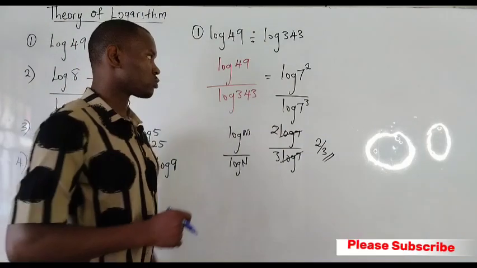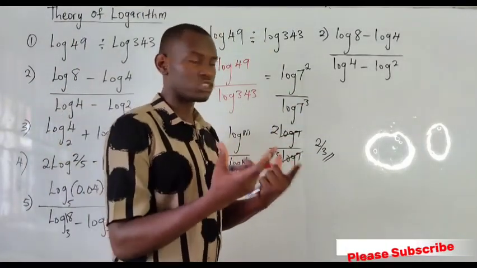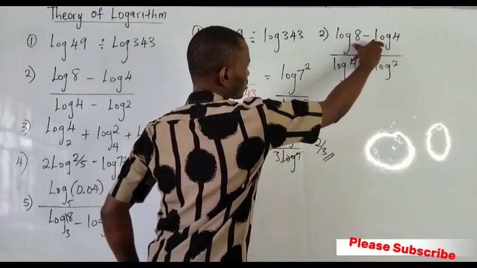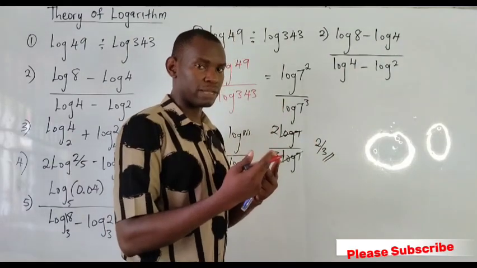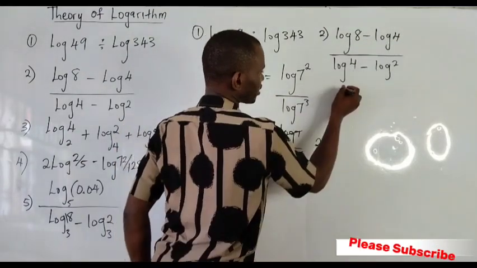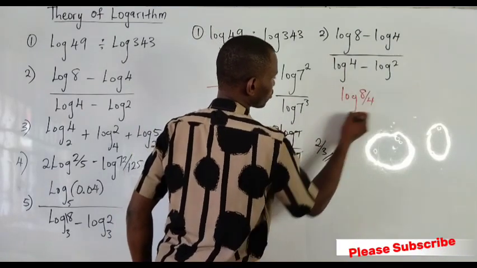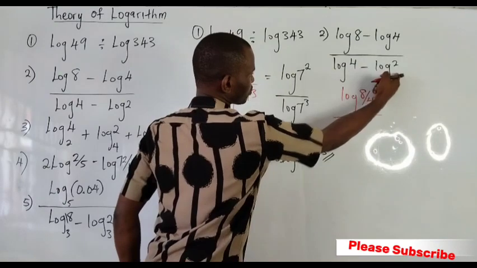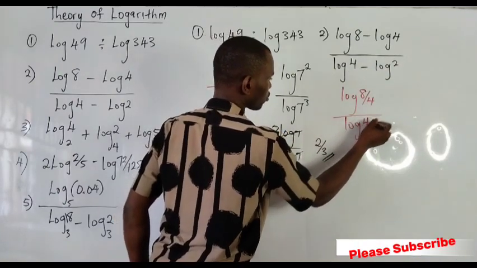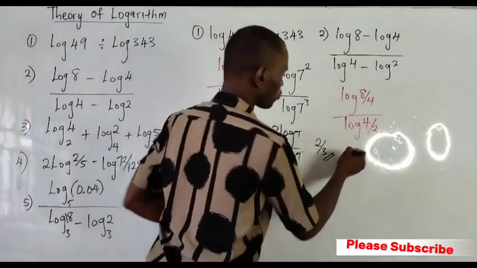Let's solve the second one. In this case, we are going to make use of that division law, okay? Whenever you have subtraction of 2 logarithms, you can bring the 2 logarithm terms together by dividing the both of them. So 8 and 4 will divide each other. So we have log 8 over 4 over, same thing happens here. We have subtraction, so I'll have logarithm of 4 over 2. 8 divided by 4 will give us 2.